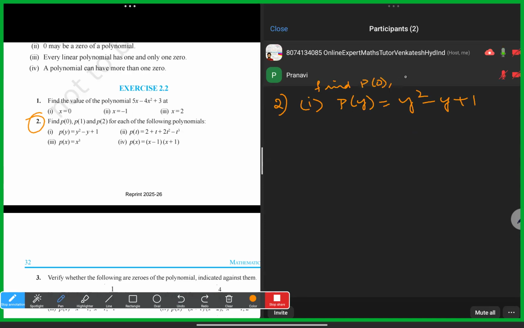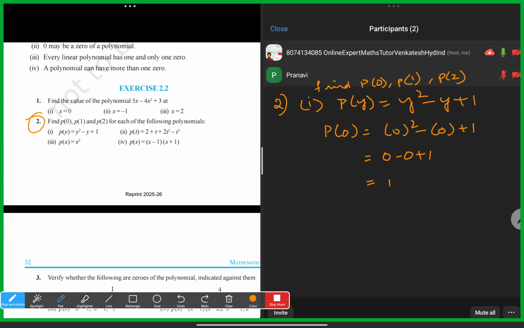Find p of 0, p of 1 and p of 2. So simply substitute the values. P of 0 first one. Means for every polynomial, here 4 bits are there. For all the 4 bits, we need to find out P of 0. So for each polynomial, like for the first one, we need to do all the three. Second one, all the three, like that.